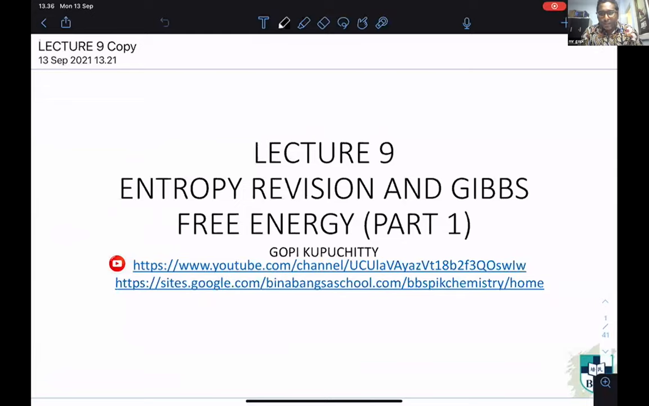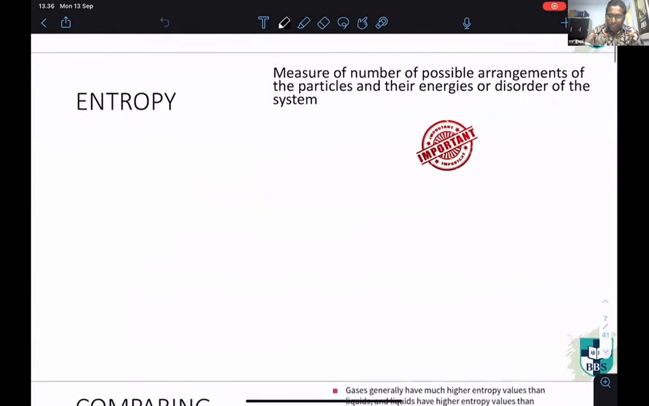The topic that I want to cover today is going to be entropy revision and Gibbs free energy. Later part, we are going to do the electrochemistry. So here, this is going to be a repetition of what we have done earlier.